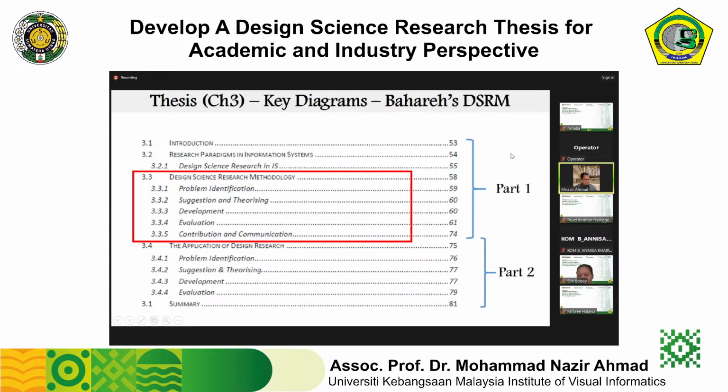This is a sample of another thesis using design science in chapter 3. He is not based on the PEFR. He is based on another process model. Again, part 1 is the theoretical background of design science research methodology, and part 2 is the application of design science research into the context of your thesis.